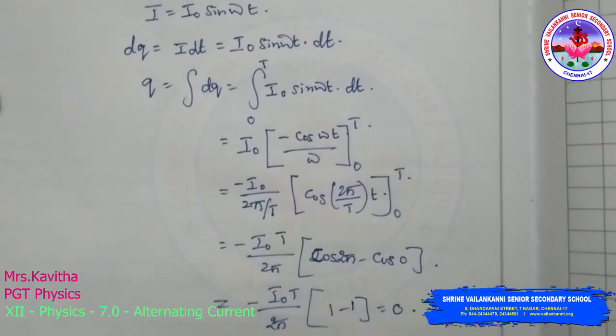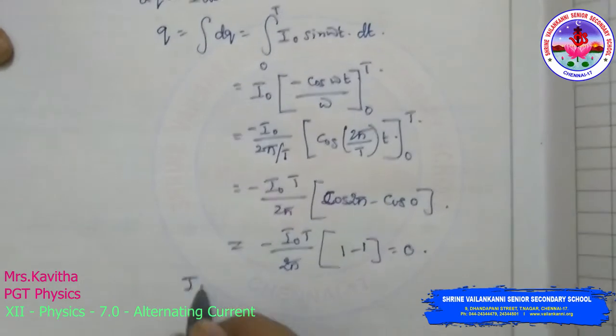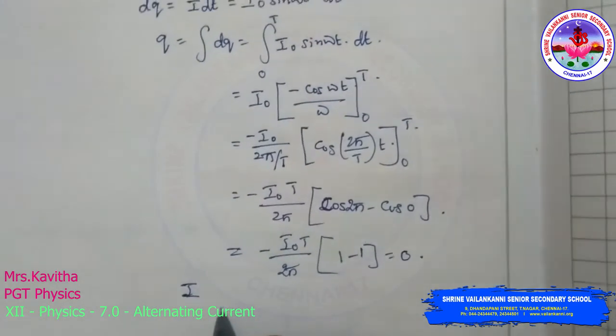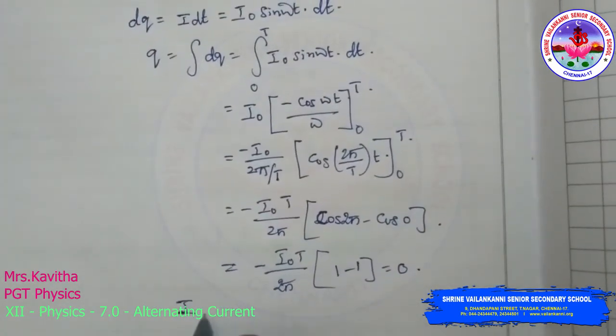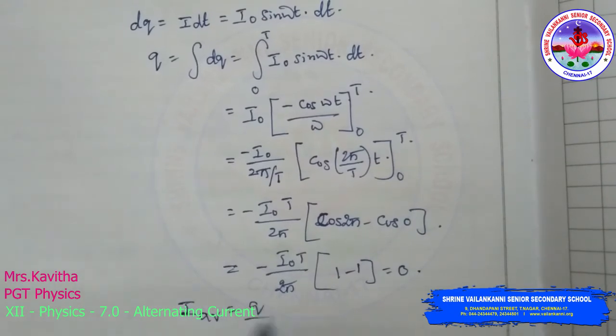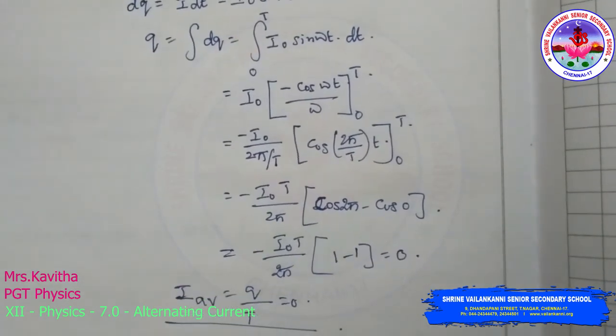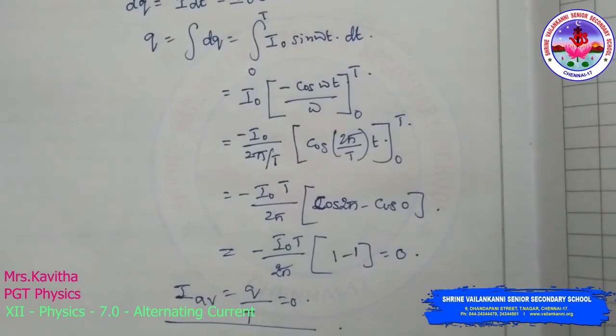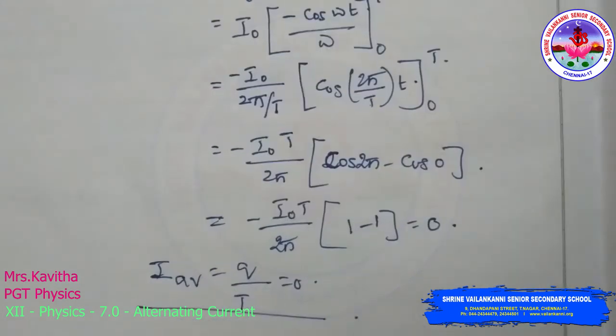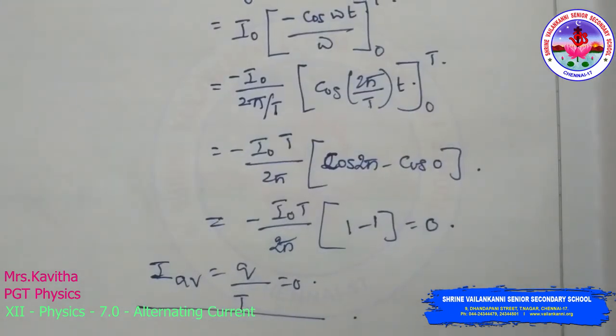So what will I average come to? I average is equal to q by t, which is equal to 0. So from this we can understand that the average value of AC over one complete cycle is equal to 0. So we got the average current as 0.